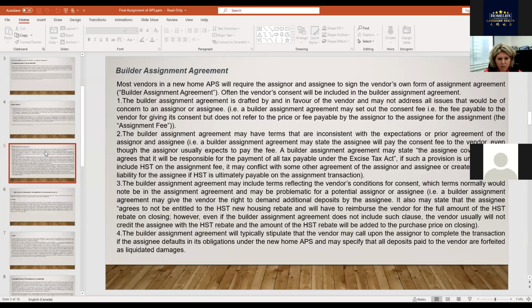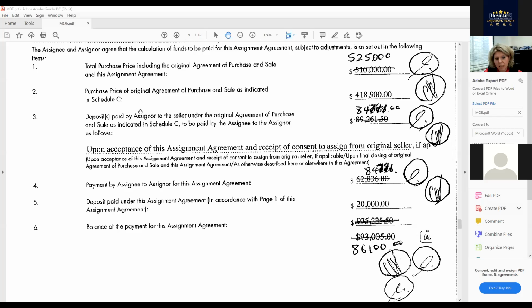Then here, the builder's agreement, and then here the price. I'm going back to review the original agreement. That's the price. I show you Schedule B. In Schedule B, we have number 1, the total purchase price, which is the original purchase price plus the assignment fee. Number 2 is the purchase price of the original agreement of purchase and sale. Number 3, the deposit paid by the assignor to the seller. Number 4, payment by the assignee for the full amount. Then 5, the deposit paid for the assignment fee, for the assignment agreement, and 6 is the balance.